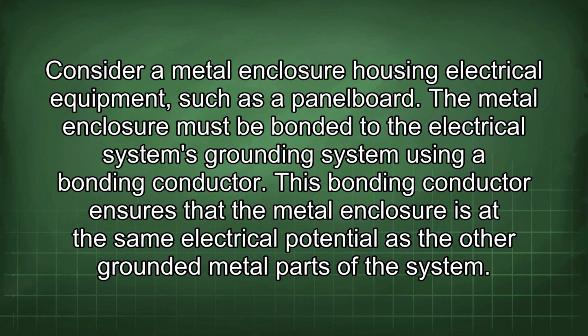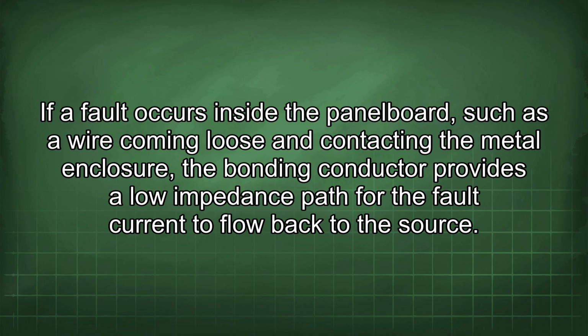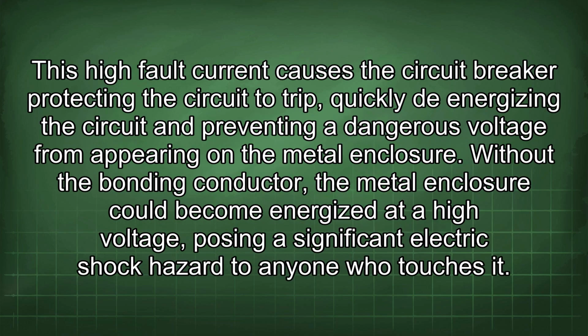of the system. If a fault occurs inside the panel board, such as a wire coming loose and contacting the metal enclosure, the bonding conductor provides a low impedance path for the fault current to flow back to the source. This high fault current causes the circuit breaker protecting the circuit to trip quickly, de-energizing the circuit and preventing a dangerous voltage from appearing on the metal enclosure. Without the bonding conductor, the metal enclosure could become energized at a high voltage, posing a significant electric shock hazard to anyone who touches it.